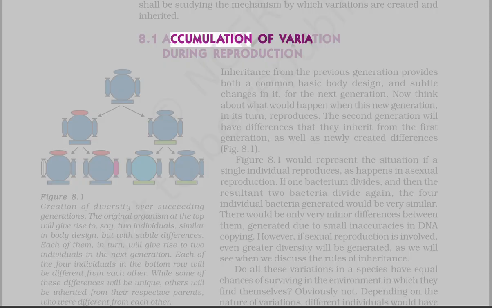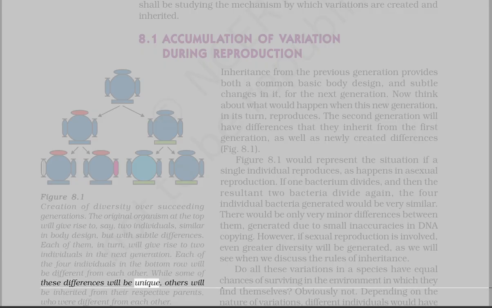8.1 Accumulation of variation during reproduction. Figure 8.1: Creation of diversity over succeeding generations. The original organism at the top will give rise to, say, two individuals, similar in body design, but with subtle differences. Each of them, in turn, will give rise to two individuals in the next generation. Each of the four individuals in the bottom row will be different from each other.